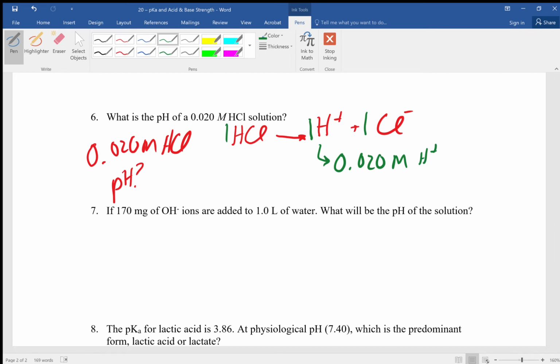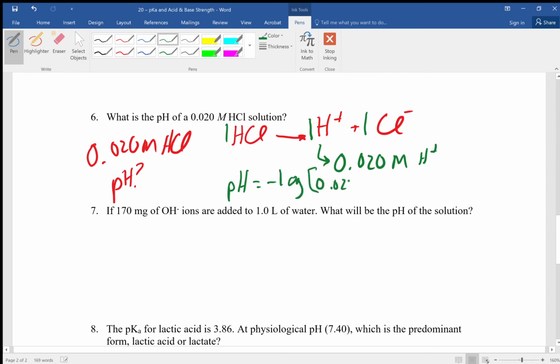What about for a weak acid? Weak acids, it turns out, are a lot more complicated, and that's something that we'll get to later on. But because this is a strong acid, we can just say the pH is the negative log of the number we just found, 0.020 molar, and if we calculate that, we get a pH of 1.70.